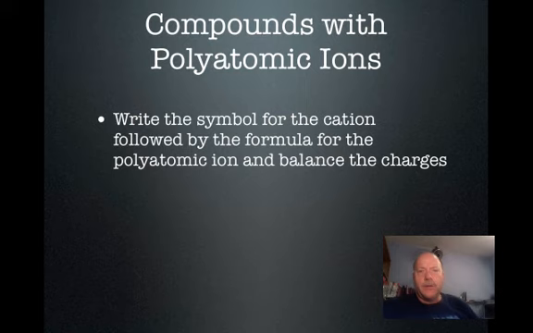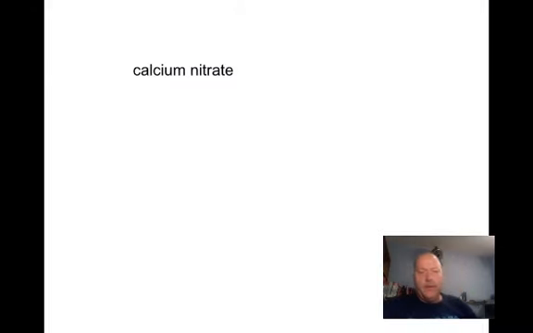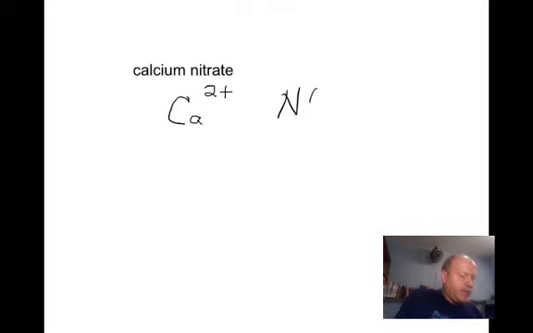Alright, so let's talk about ones that have polyatomic ions now. It's a little more challenging, but not too bad. If we have one like calcium nitrate, we simply do the same thing we did. We've got calcium, find the charge on that. Well, it's in group 2, so it's a 2+. We look up nitrate on our chart, and you're going to see that nitrate is NO3-.